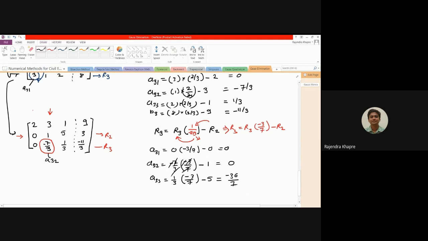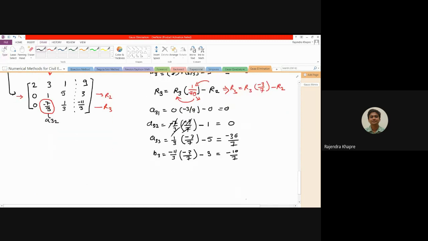So now lastly you have to operate b3 also, okay. So b3 is minus 11 upon 3 into minus 3 upon 7 minus, what will come here? Yes, 3, because we are operating it with row number 2, okay. So how much is this? Minus 10 by 7. Minus 10 by 7, okay.